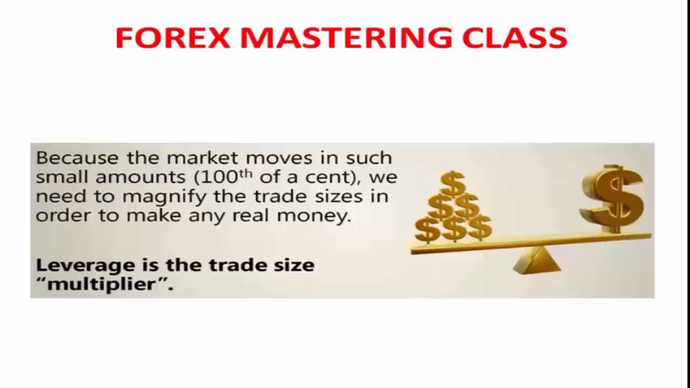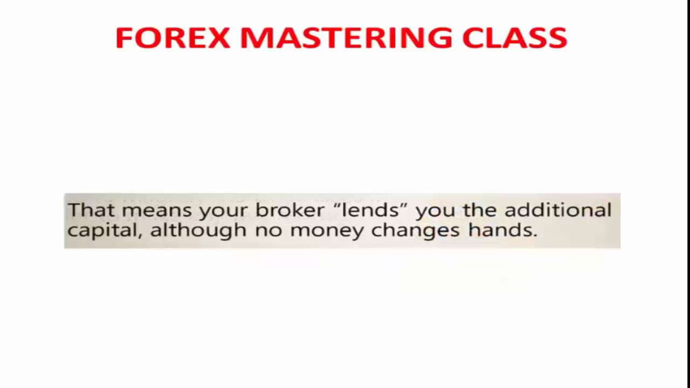Maybe you go with $10, you can go with 100 leverage. So when you go with 100 leverage, you'll be trading as if you have $1,000, and the profit you make will be in that value and not the $10 that you put in. The same thing goes with the loss. If you make a loss, it goes in that value also. That means your broker lends you the additional capital, although no money changes hands.